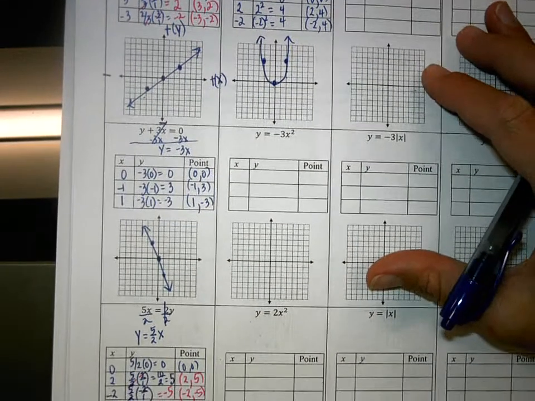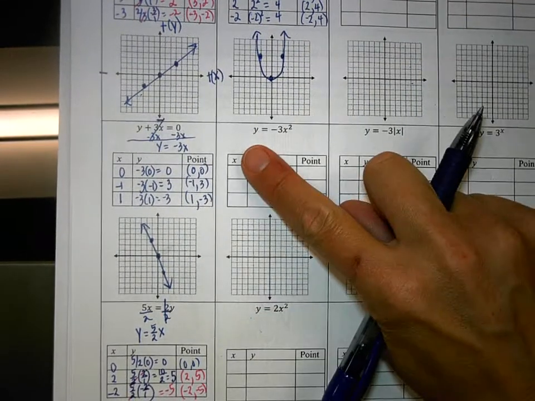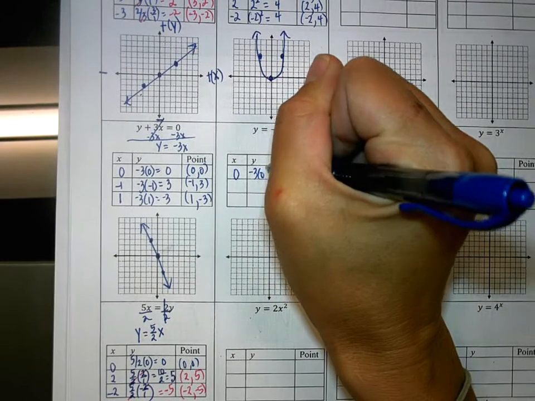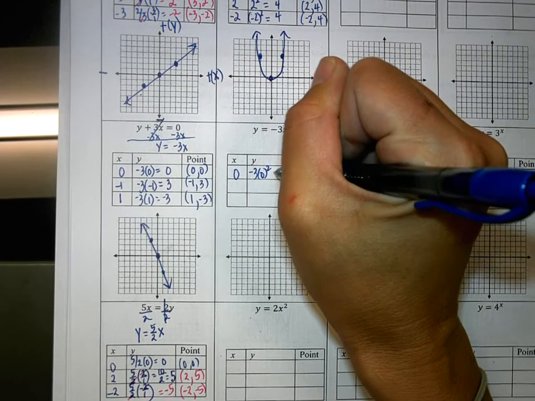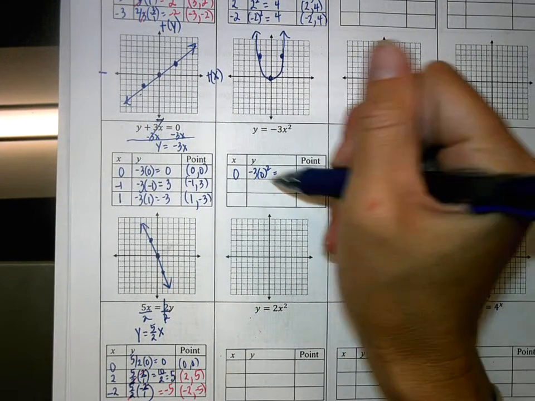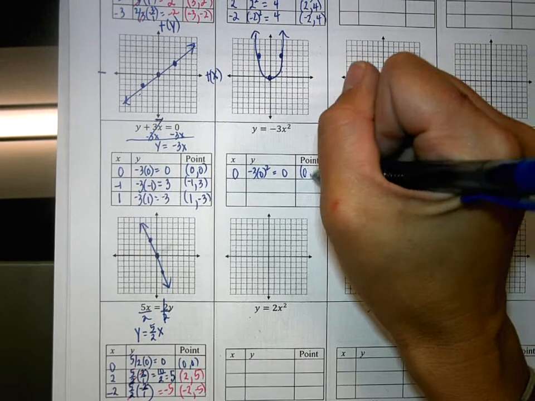So in this one, again, y is already by itself. We're going to plug in 0. -3 times 0 squared is going to give me what? 0, because 0 squared is 0. -3 times 0, 0. The point is 0, 0.